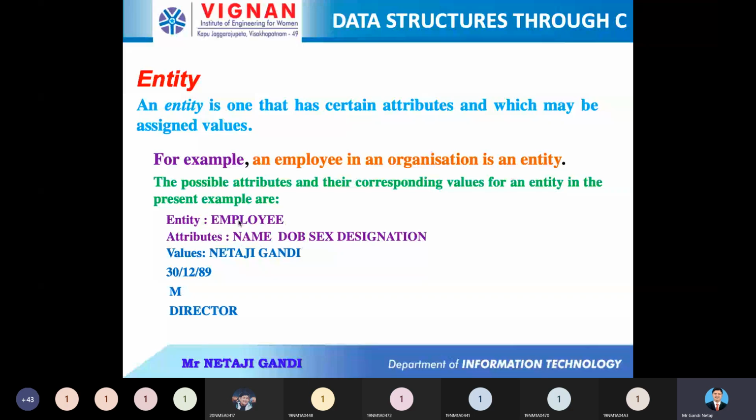Suppose, for example, the employee in an organization is taken as an entity. The possible attributes are name, date of birth, sex (male or female), and designation. An entity is nothing but the combination of attributes and values. The name of the employee is Netaji Gandhi, the date of birth is 30/12/89, the sex is male, and the designation is assistant professor. Like that, the combination of values and attributes is called an entity.